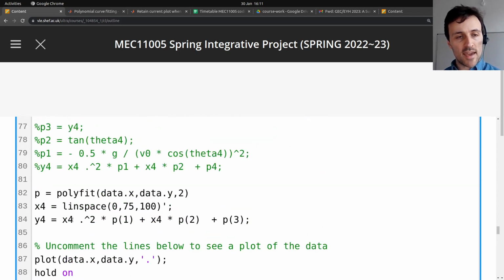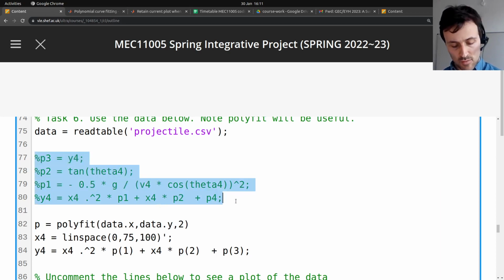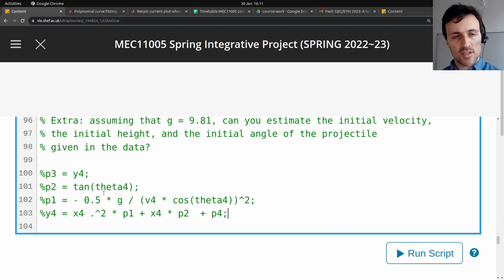But basically, we've already got from the last question, task 6, P1, P2, and P3. These are all related to the initial velocity, which is v0, let's call that v4, the initial height and angle, everything. So we're going to bring this down. I'm going to think about this some more. This is more maths, I would say.